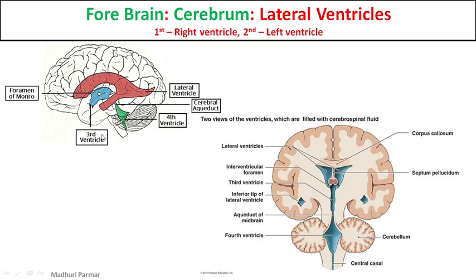Chalo. Moving ahead, now we had started with olfactory lobe. We have completed olfactory lobe. We started with cerebrum and I have covered almost everything. The only part remaining, let us discuss. So in your forebrain, they're talking about cerebrum or cerebral hemispheres. And in cerebrum, there is something known as lateral ventricles.